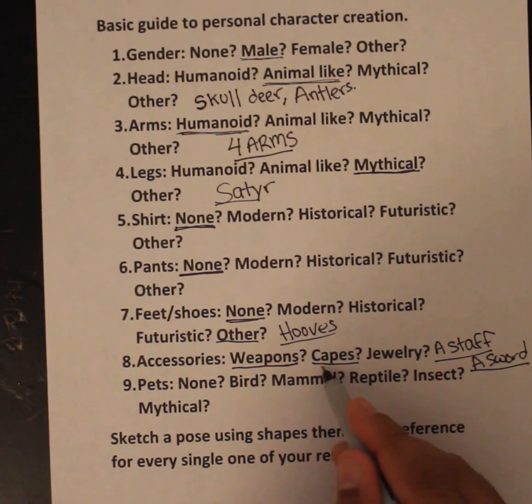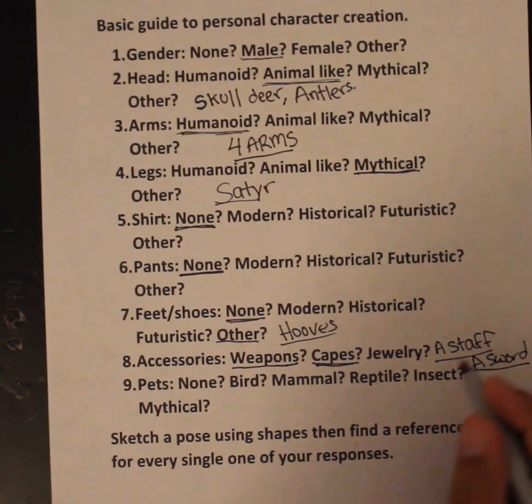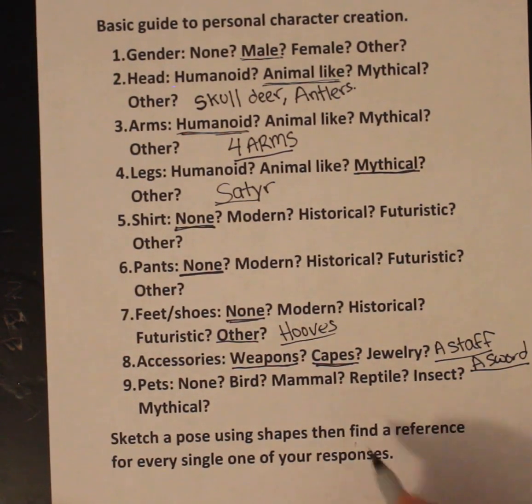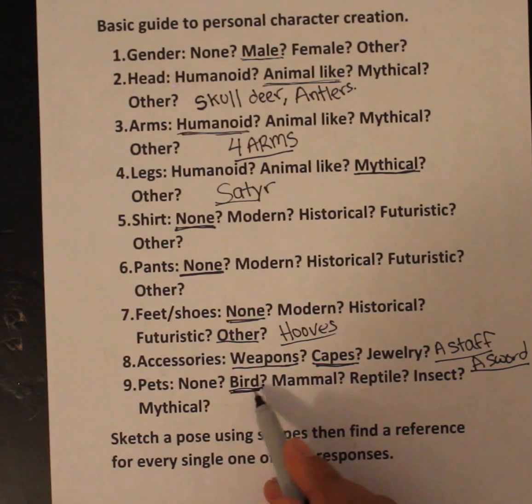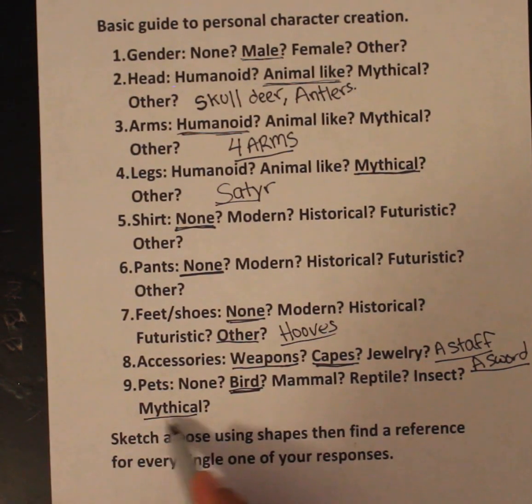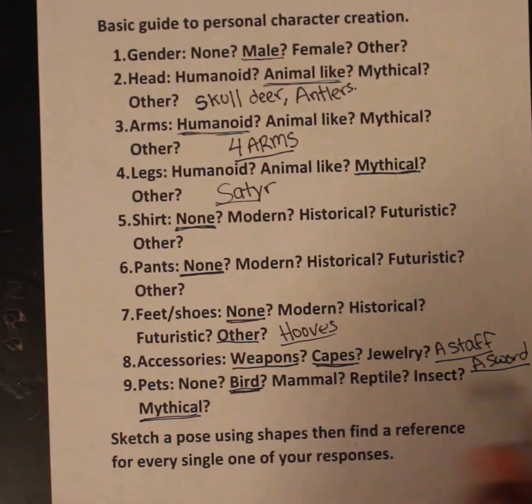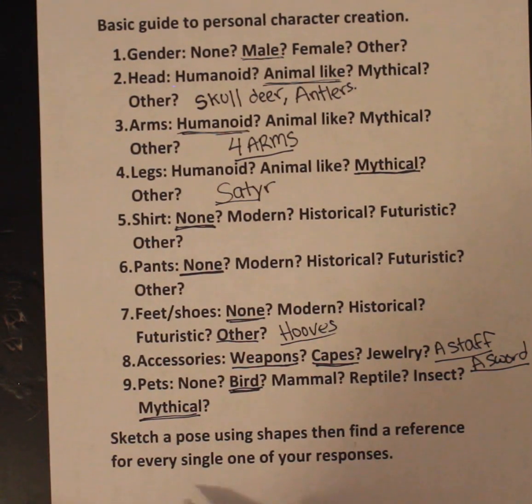And a cape. I know that my character is going to wear a cape. Pets, a bird. It's going to be kind of a mythical bird, phoenix-like. And next, sketch a pose using shapes, then find a reference for every single one of your responses.